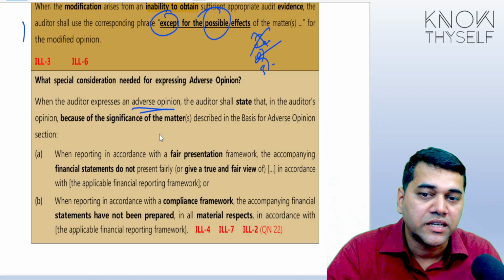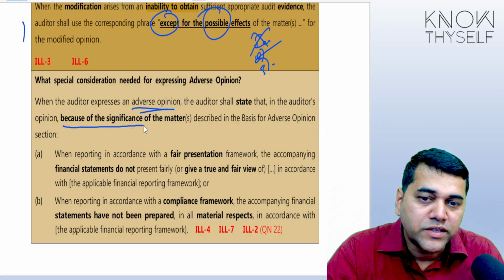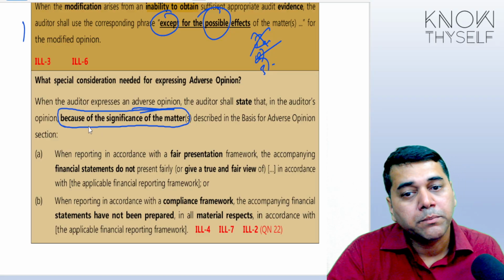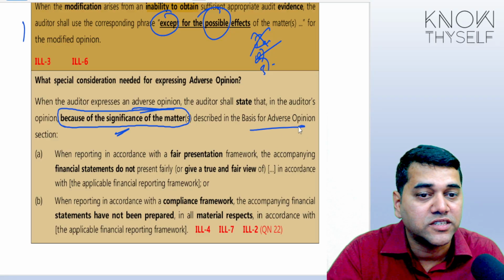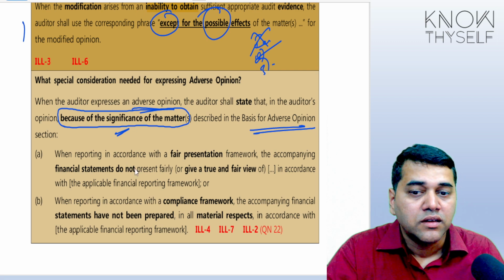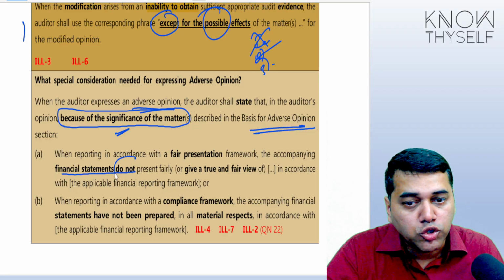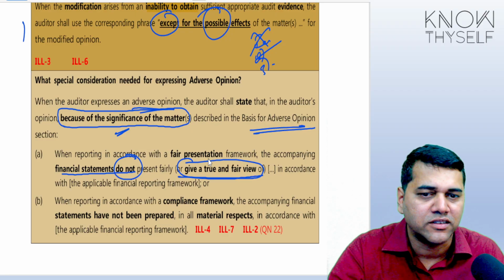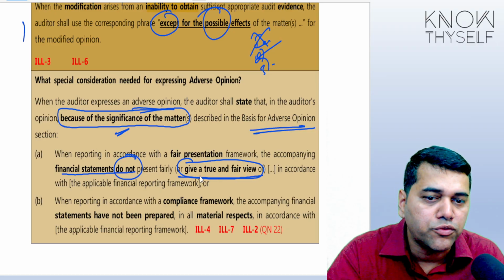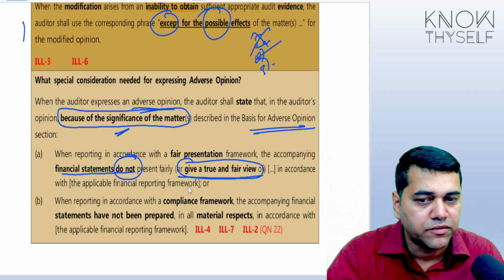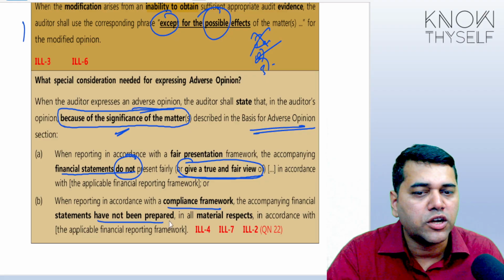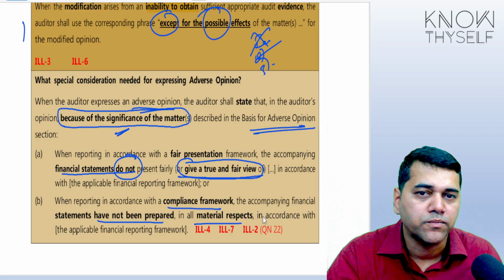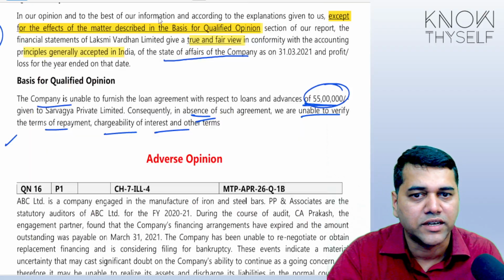The second para of the opinion, where they say that because of the significance of the matter we don't tell, except for the matters discussed in the basis. You should say that because of the significance of the matters discussed in the basis of adverse opinion, the accompanying financial statements do not give a true and fair view in accordance with the applicable framework. And in case of a compliance framework, they are not prepared in all material respects. So this is the only change you are going to follow. Otherwise, it will be the same as SA 700.